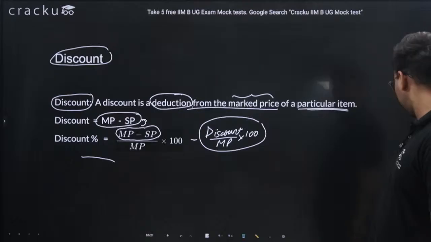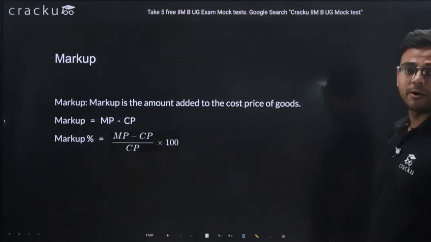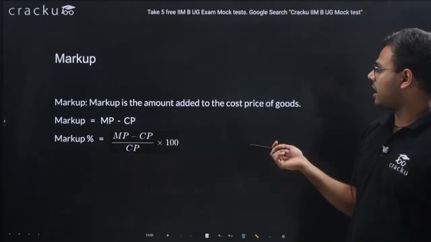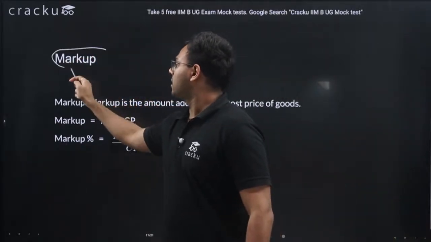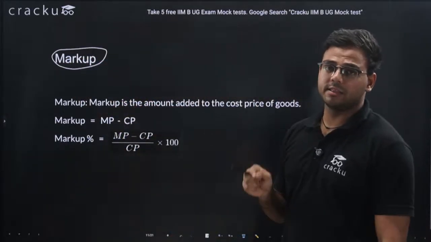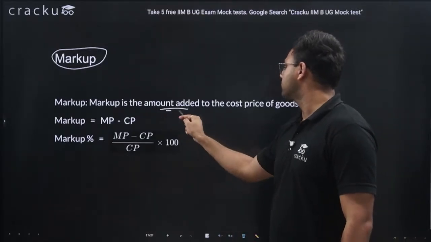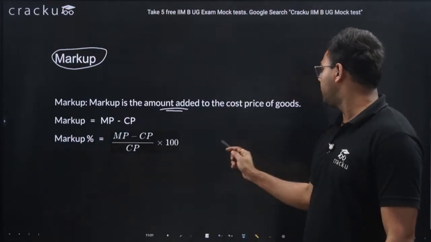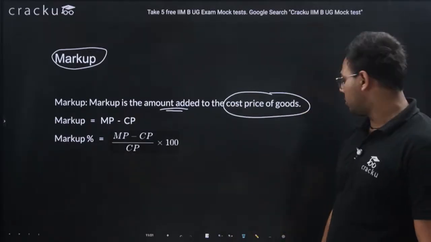So let's move to the next slide. Now there's one more important concept, which is, you can say, the opposite of discount, basically the markup. Discount was a reduction in the mark price of the item. Markup is the amount added. Discount was the amount reduced. Markup is the amount added to the cost price of the goods.